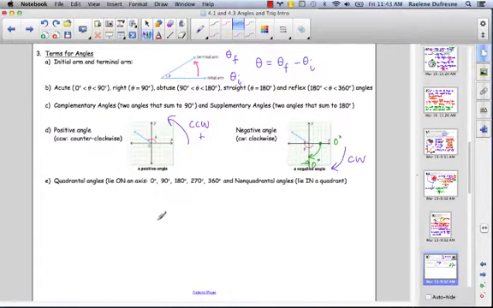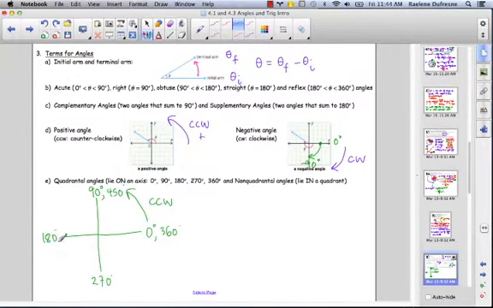Quadrantal angles are the angles like 0, 90, 180, 270, and 360 degrees that lie on the axes. So we will talk about standard position of an angle. We will start at the positive side of the x-axis and measure 0 degrees. Then 90 degrees in a positive counterclockwise direction lands on the positive side of the y-axis, 180 degrees here, 270 degrees here, 360 degrees here, 450 degrees here, etc., going all the way around and around.